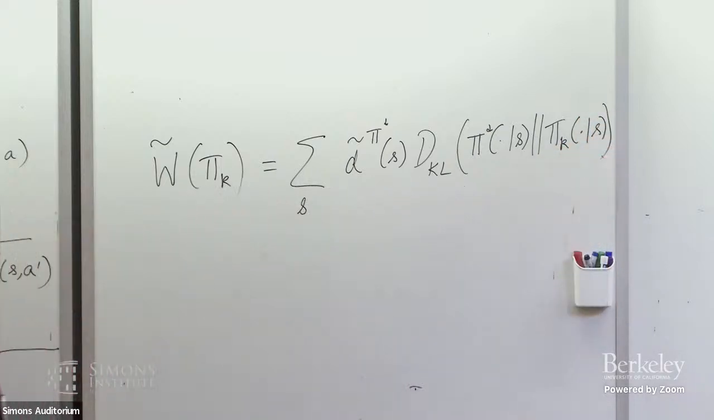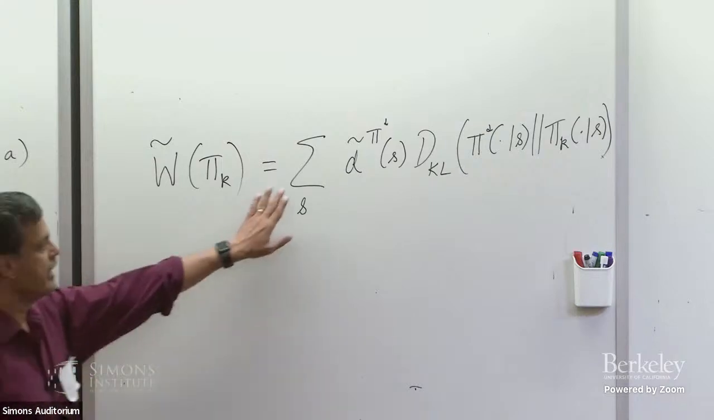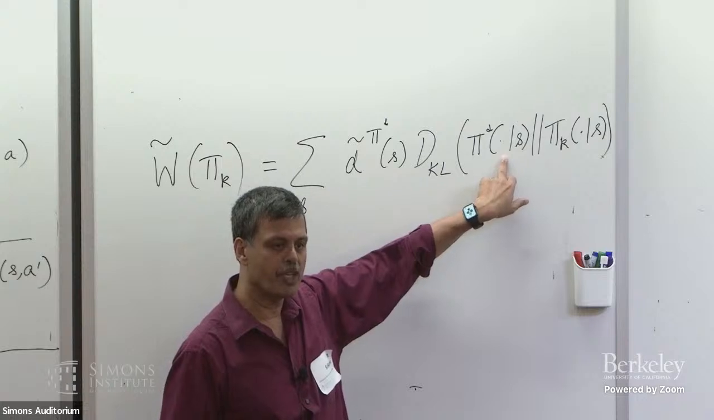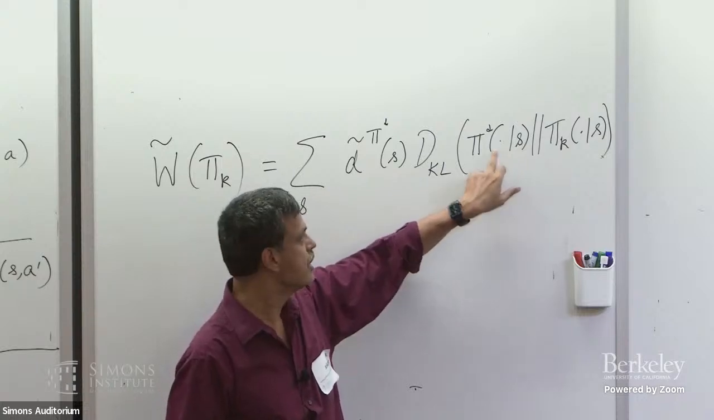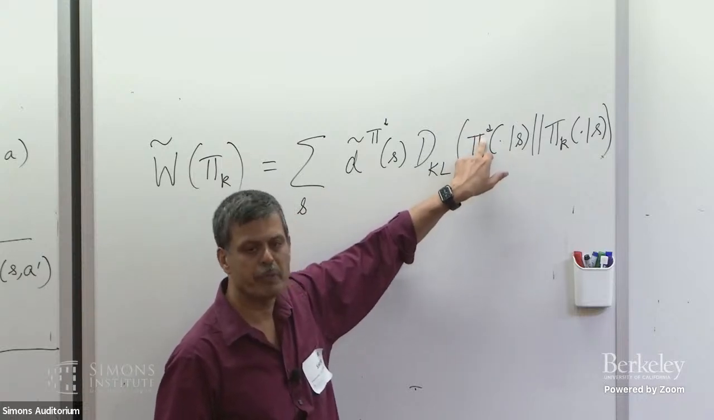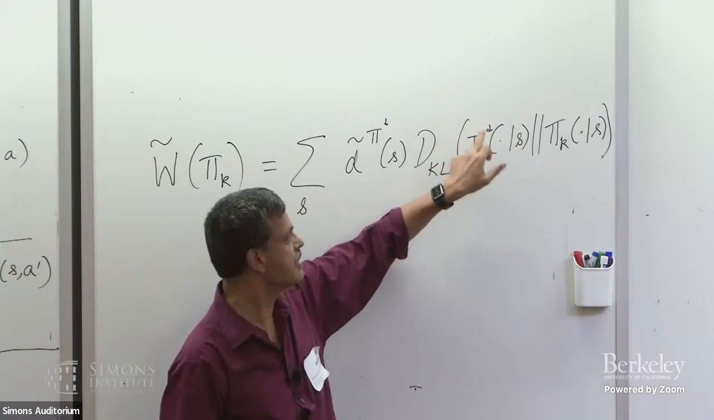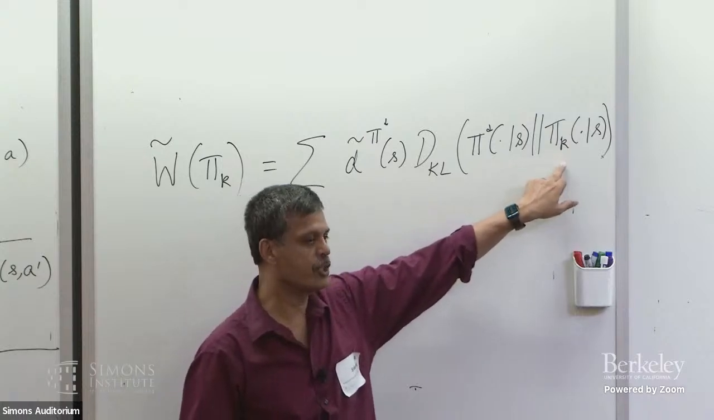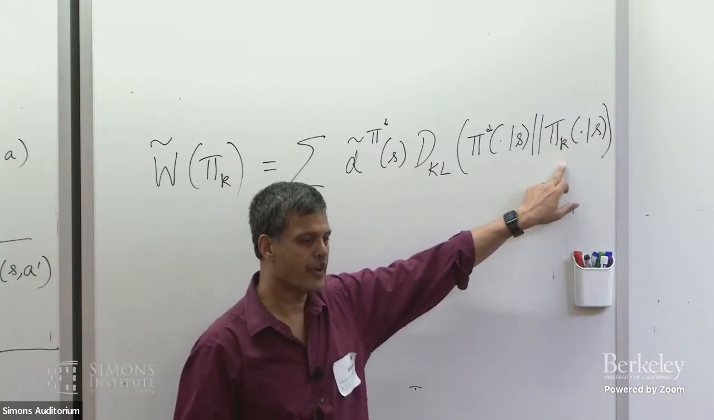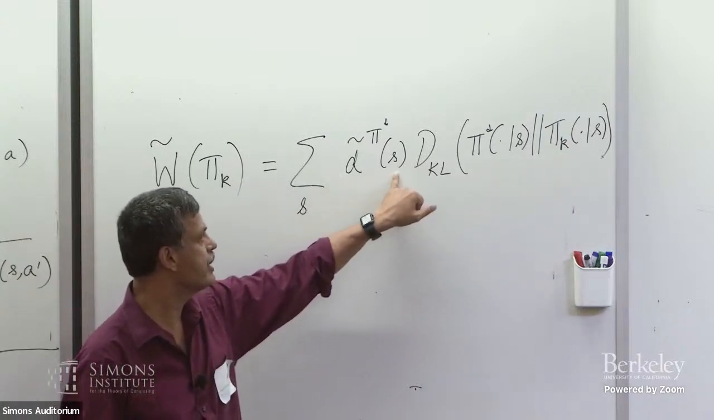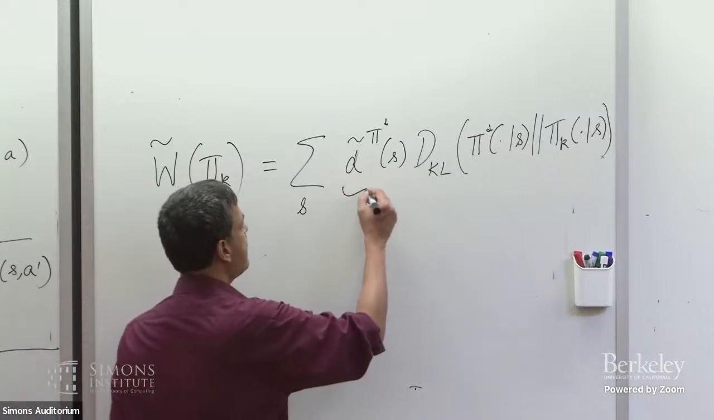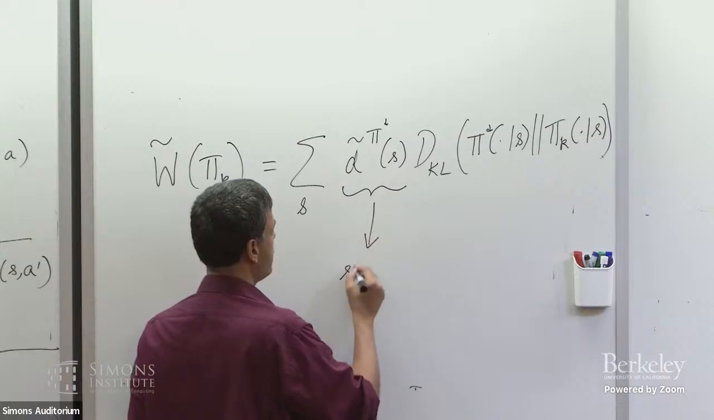So it's a weighted KL distance. For each state, there is a randomized policy which chooses the action. Let's say pi star is the optimal policy, or any policy, it doesn't matter. Let's say it's the optimal policy. So this is the KL distance between the optimal policy and your policy. And it's weighted by something which I call d tilde pi star, which is what's called the state visitation probability.